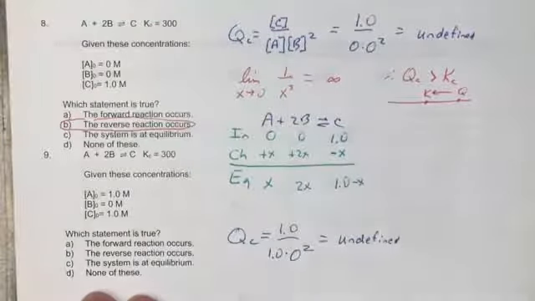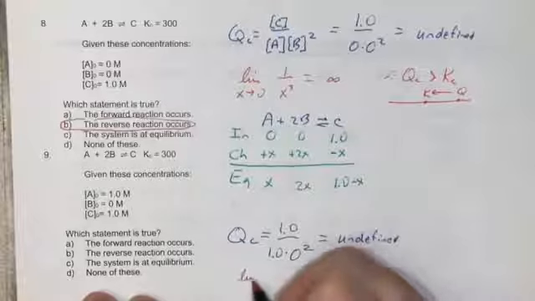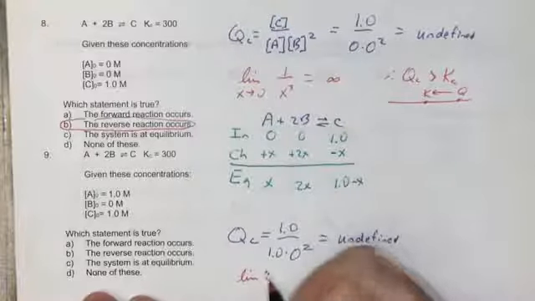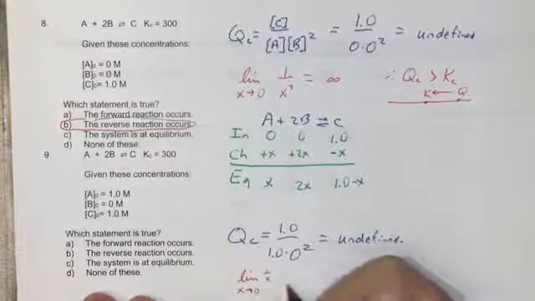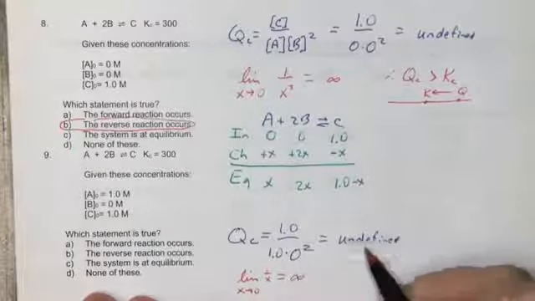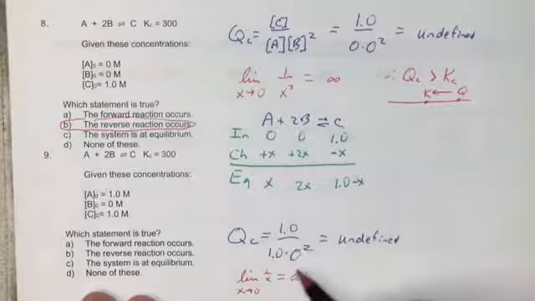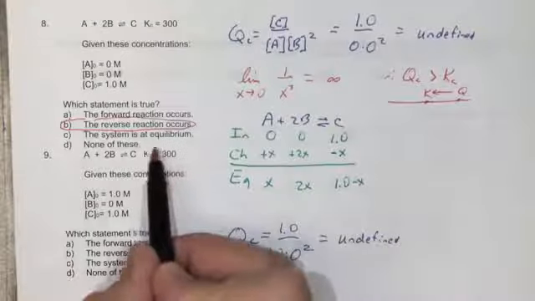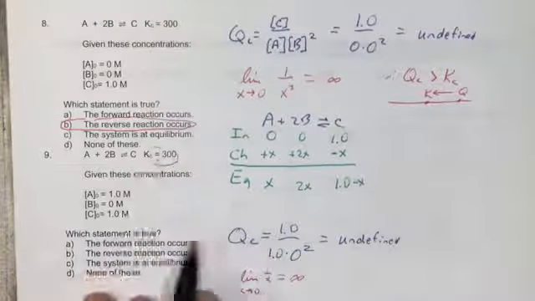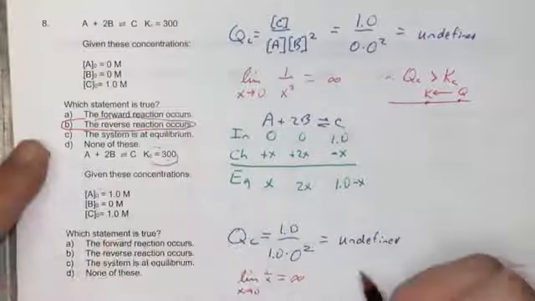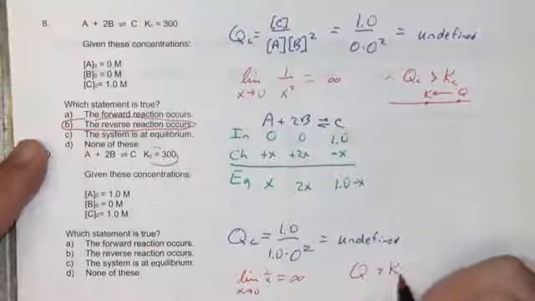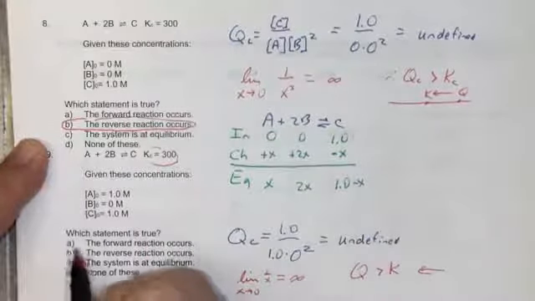However, once again, I would say that the limit of 1 over x as x approaches 0 is equal to infinity. You can think of this as being infinitely big. And which is bigger, infinity or 300? Well, infinity is bigger than 300. Q is greater than K, so the reverse reaction is going to occur again.